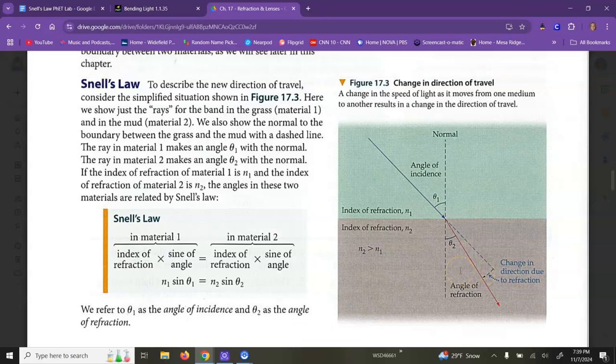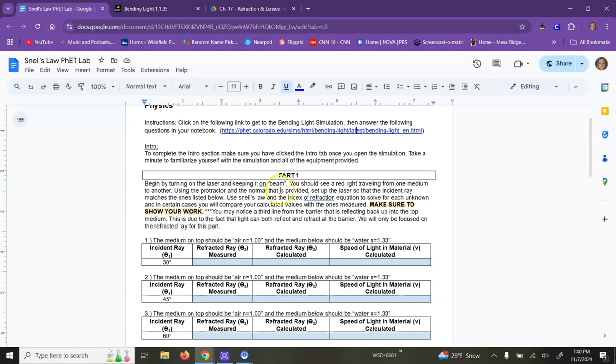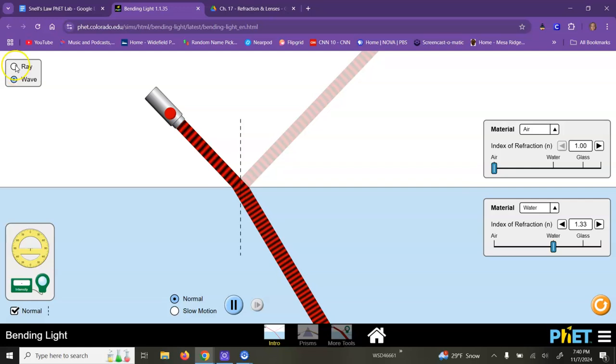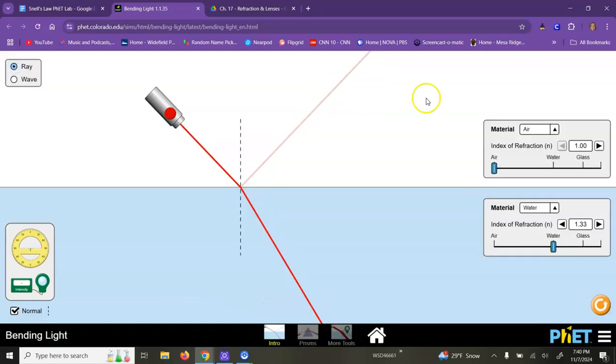So let's take a look at what this looks like on the lab. The lab tells you to go to the link right here, which I already have open. You're going to be turning on the laser, and you're going to have it on beams. So we click on our laser, there it is. We want light ray, not wave, because the waves are a little bit harder to understand. So we're going to use the light ray. We're not going to pay attention to this reflected piece, because again, this is not important to us.